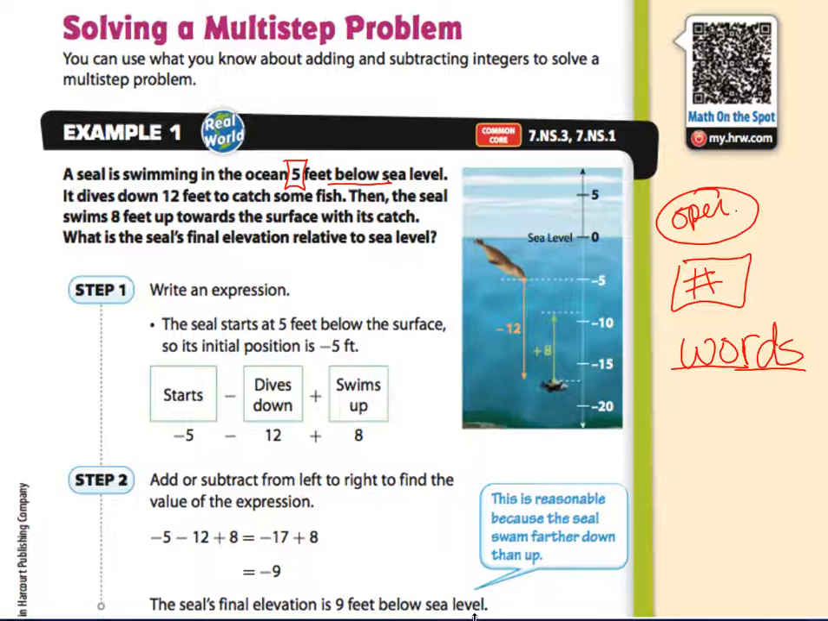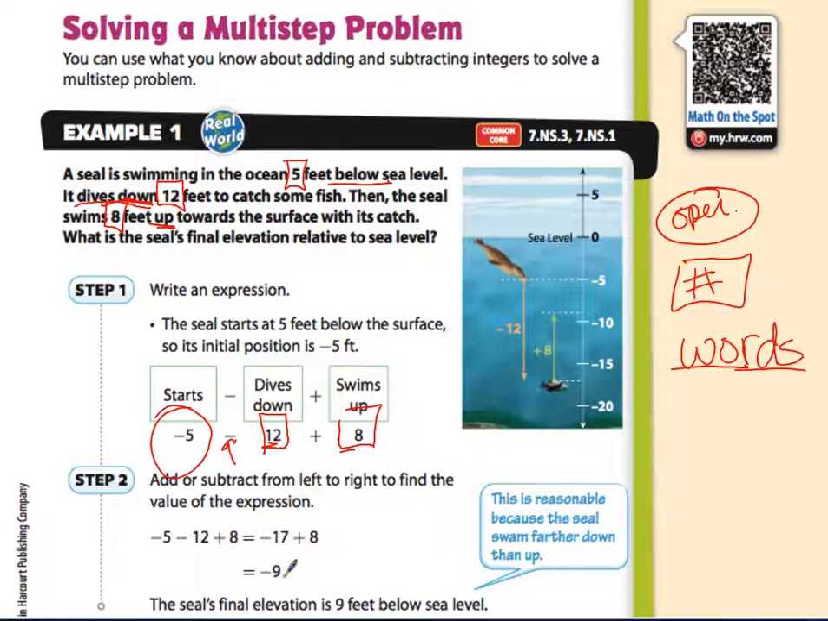But then here, he dives down 12 feet. So that tells us that he's going down 12 feet. And then he swims 8 feet up. When we're putting this together as an expression, we have to start with the negative 5 because it's 5 below. And then since he's going down the 12 feet, we're going to subtract 12. And then because he went up 8 feet, we're going to add the 8.